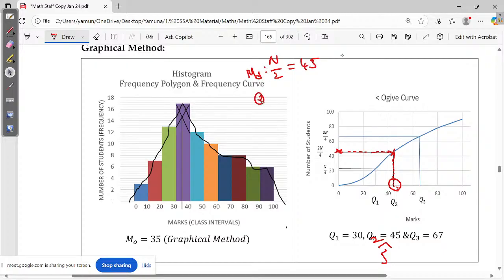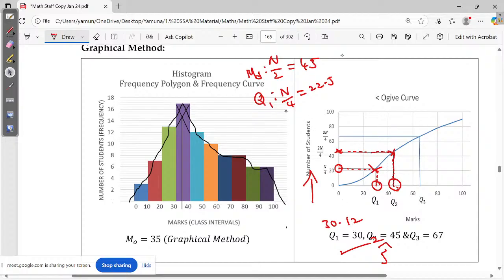If they are asking with respect to quartile 1, what value will we take? N by 4, right? Which is 22.5. On the y-axis, find 22.5, somewhere over here. Draw a line so that it meets the less than ogive curve. Then from there, drop it. We'll get the approximate value only. So what value did we get by calculation? It's 30.12 using the formula method. So here it's somewhat closer to 30.